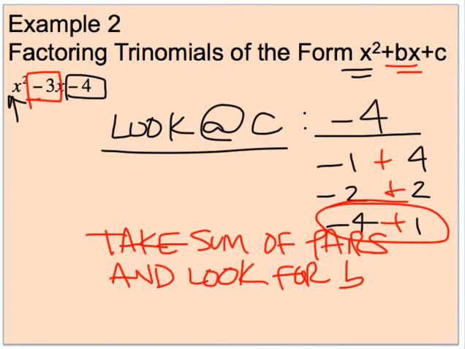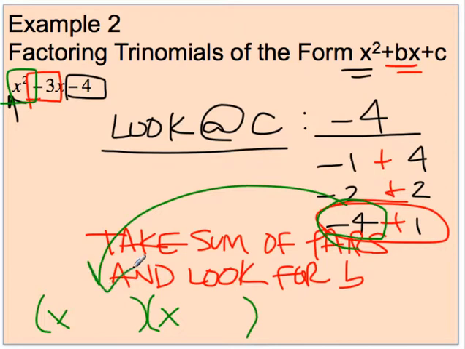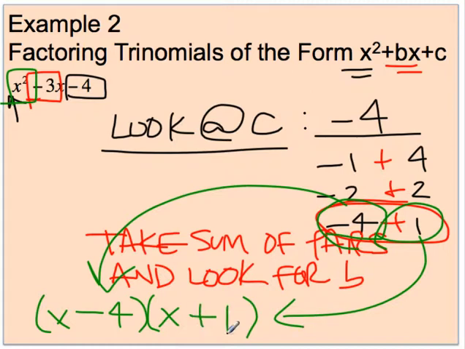So this takes us to our answer. We know that x squared is going to be broken out as x times x, and these numbers are the numbers that are going to go into the multiplication. So we take the -4 and the +1. Remember, we can always check our answer to see if it's correct. So don't be afraid to check your answer.